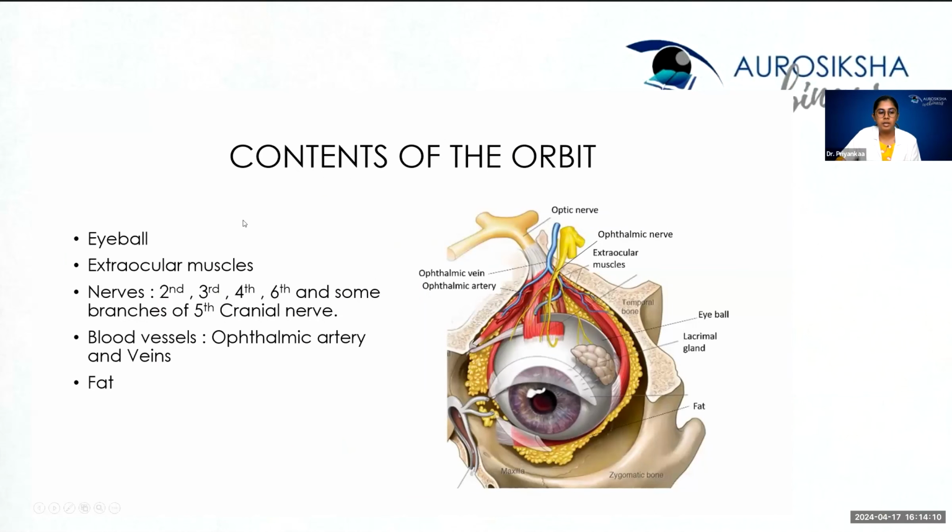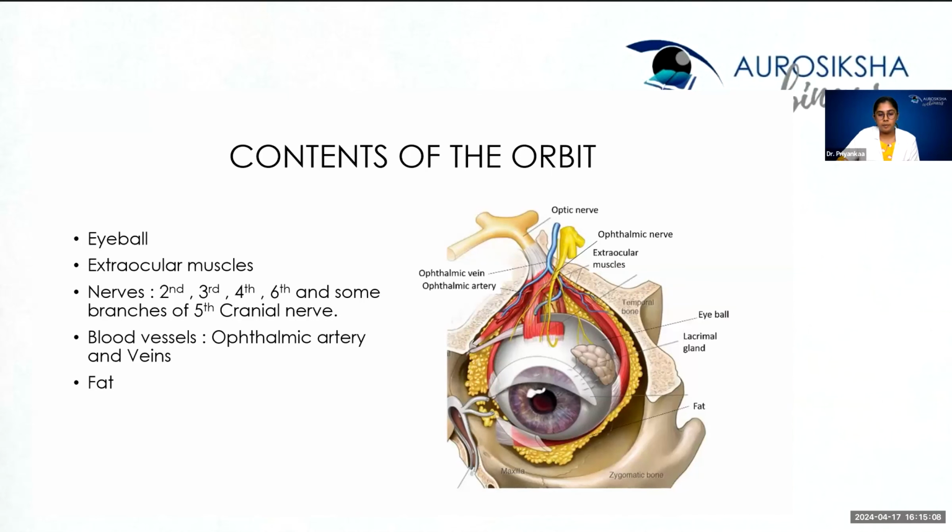So talking about the contents of the orbit, as we have already seen, it is a bony orbit which will enclose the eyeball. So the main content of the orbit is the eyeball and all the extraocular muscles surrounding the eyeball. The nerves, as we have already discussed: the optic nerve, or the second cranial nerve, which is the most important nerve for the vision of the patient. Other nerves are the third, fourth, and sixth cranial nerves and a few branches of the fifth cranial nerve, which will pass through the superior orbital fissure. The blood vessels are the ophthalmic artery, which will come along with the optic nerve through the optic canal, and the superior and inferior ophthalmic veins, which will pass through the superior orbital fissure. And another content is that the eyeball is covered fully by fat.